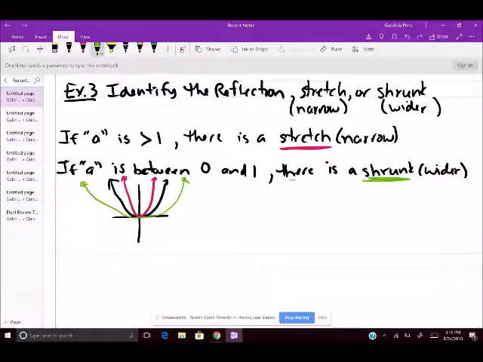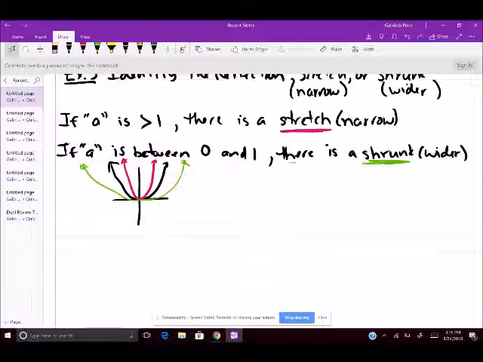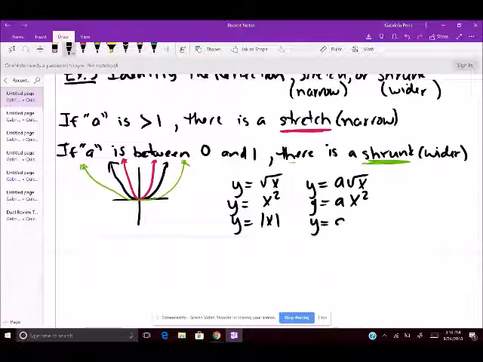So green shows a shrunk, the pink shows a stretch. So actually doing examples right now. Now the question is, where is A? If we're talking about the square root of x, A is going to be in front. If we're talking about the x squared, A is going to be up front. If we're talking about the absolute value, A is going to be up front. So it doesn't matter where it is, it's always going to be the first thing that you see.